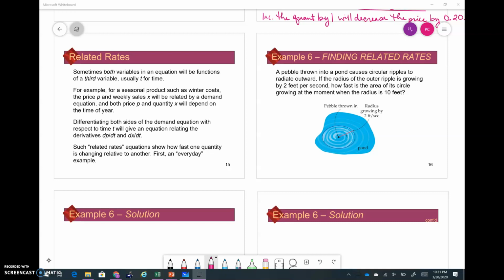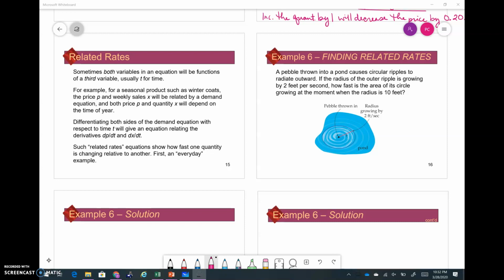So for example, for a seasonal product such as winter coats, the price P and weekly sales X will be related by a demand equation, and both price P and quantity X will depend on the time of year. So if we differentiated both sides of that demand equation with respect to time, it will give an equation relating the derivatives dP over dt and dx over dt. So these related rates equations will show how fast one quantity is changing relative to another.